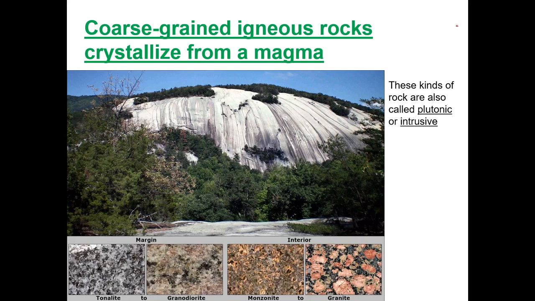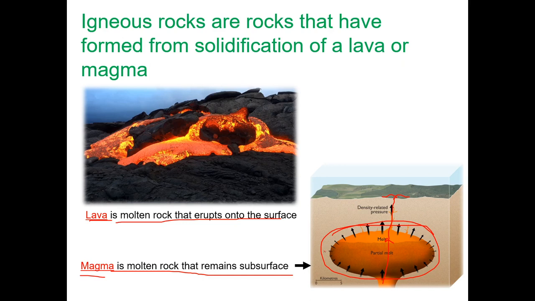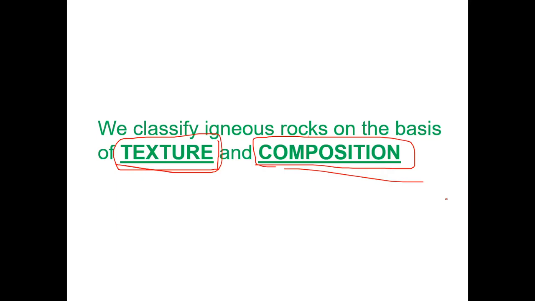On the other hand, an igneous rock that is coarse-grained is plutonic or intrusive. That means that it formed in a magma chamber below the surface. So these are the plutonic rocks in the magma chamber below the surface. These are the volcanic rocks that erupt on the surface.